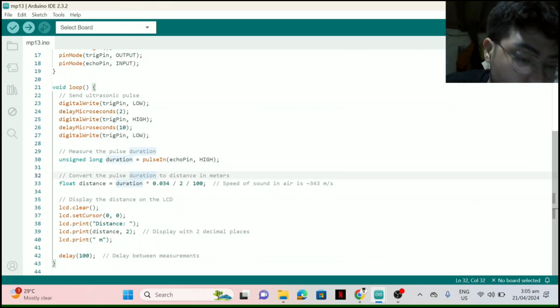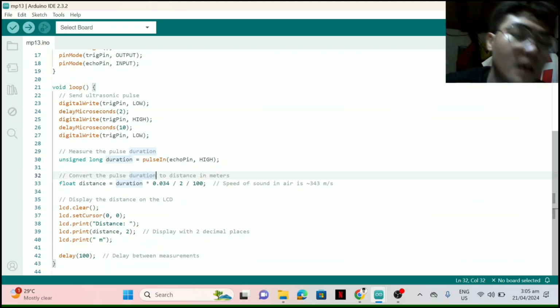Next will be the conversion of the pulse duration to distance in meters. So float distance is equal to duration multiplied by 0.034, which is the speed of sound in air, divided by 2 and divided by 100.